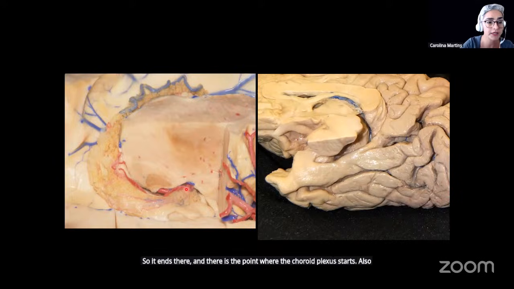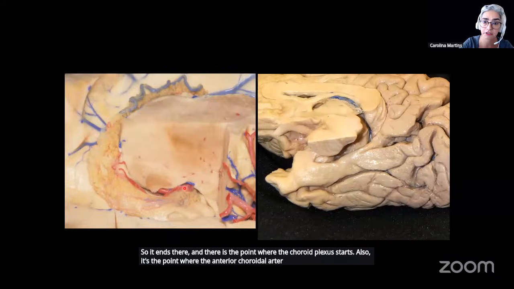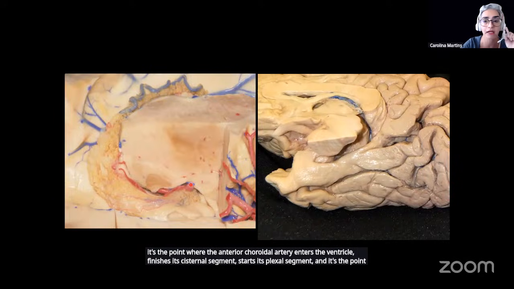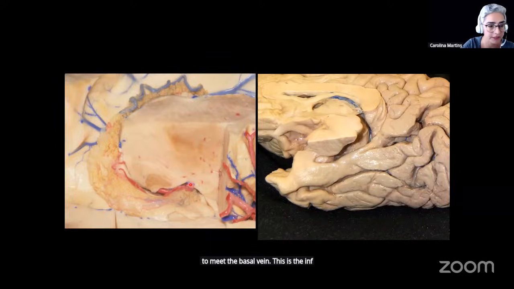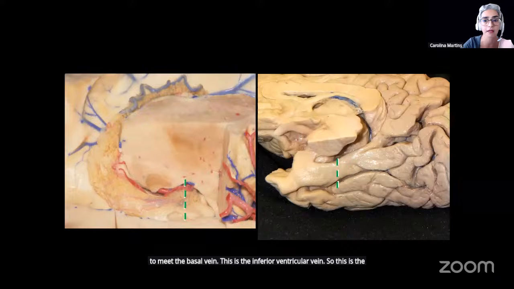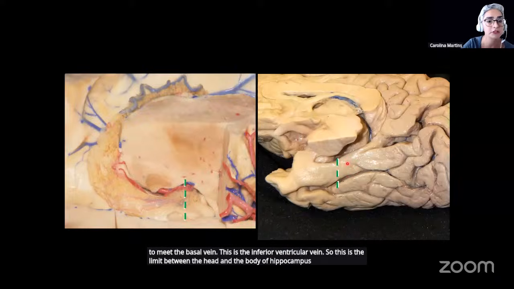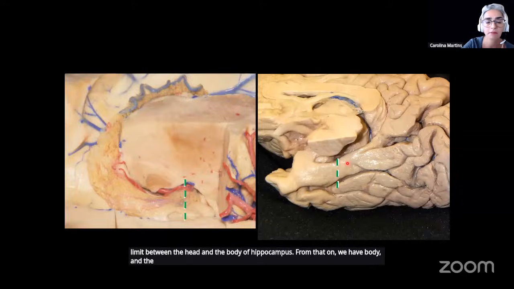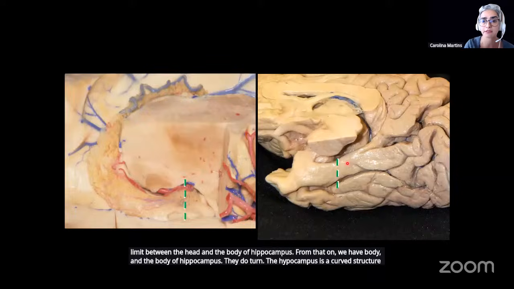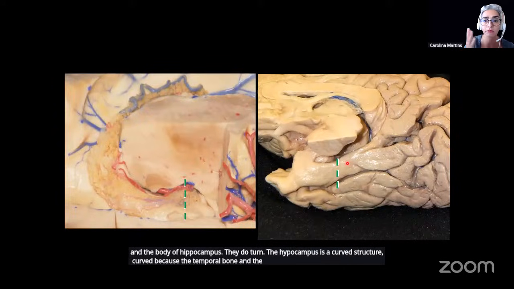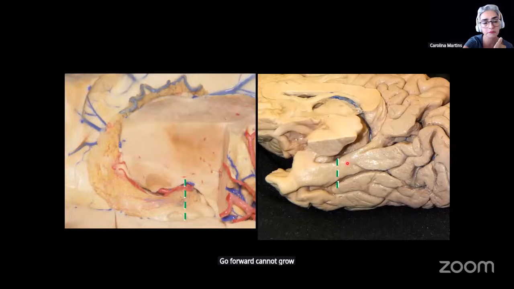Also, it's the point where the anterior choroidal artery enters the ventricle, finishes its cisternal segment, starts its plexal segment, and it's the point where this vein comes out of the ventricle through its roof to meet the basal vein. This is the inferior ventricular vein. So this is the limit between the head and the body of hippocampus. From that on, we have body. And the body of hippocampus, they do turn. The hippocampus is a curved structure, curved because the temporal bone and the limbic lobe, when they are growing up, they meet the greater wing of the sphenoid, cannot go forward, cannot grow forward, so they turn medially.